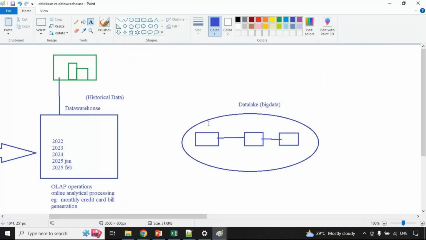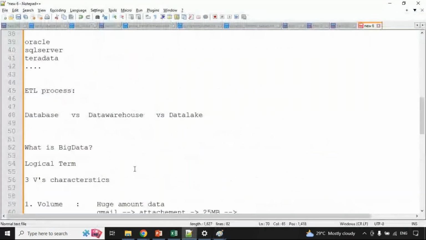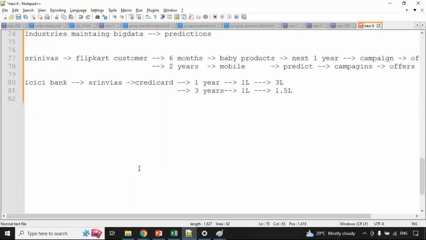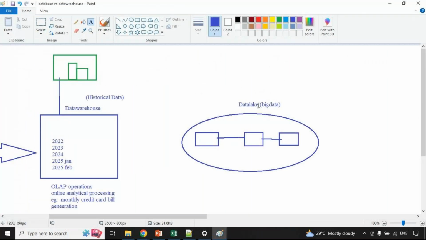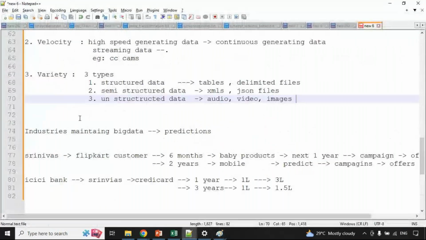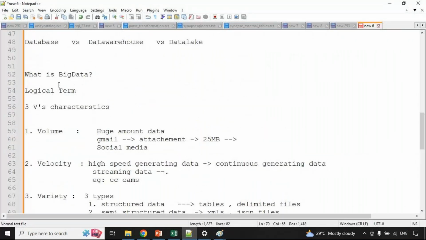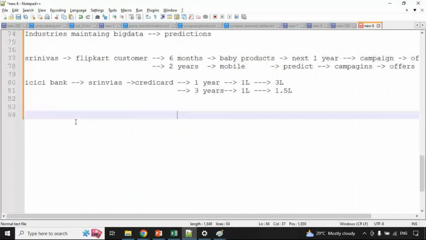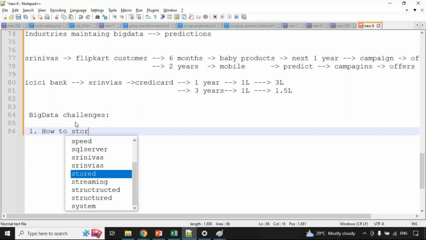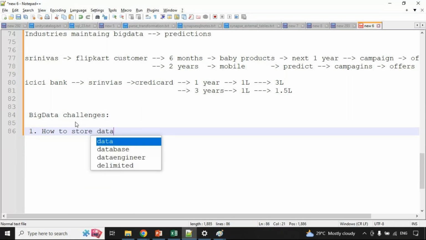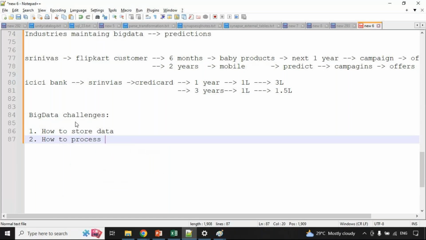Okay, a data lake is a distributed file system. Next, this is one terminology you have to understand, guys: database, data warehouse and data lake. Big data has two challenges. One is how to store the data. Another one is how to process the data.